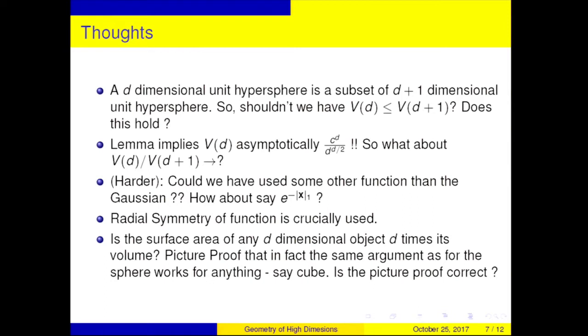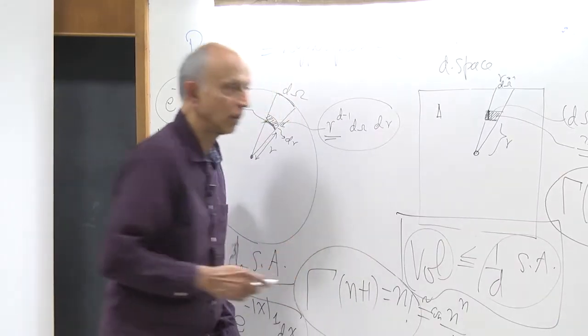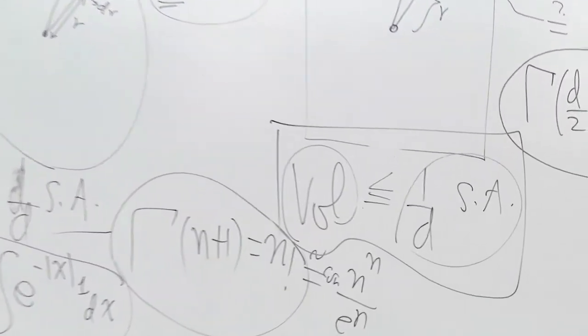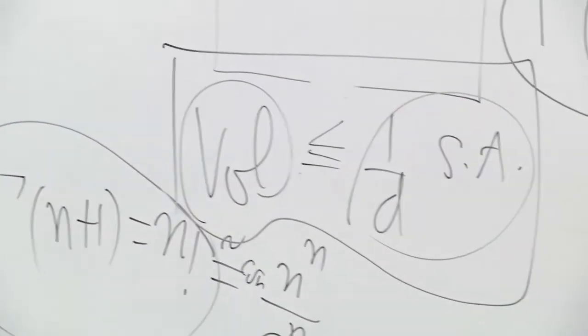And then this is a question I already went through. Is the surface area of any d-dimensional object d times its volume? Picture proof of the same argument. That is a picture proof. As for spheres, it works for anything. So the picture proof seems to work. Is this picture correct, right? We went through that already. And we did get, though, this quantity that's nice to know. This is true. You should check all these things for small dimensional spheres and so on, just as a sanity check.